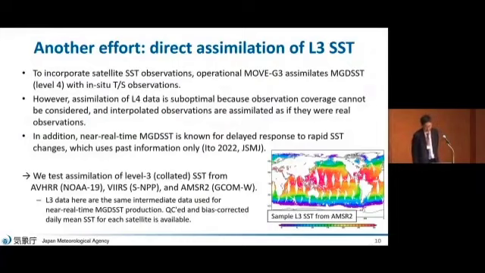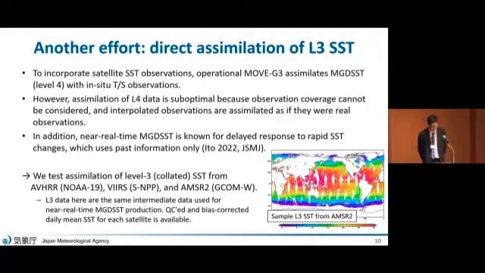Currently, the G3 system assimilates level 4 data, called MGD-SST, to incorporate satellite SST observations. However, assimilation of level 4 data is not optimal because observation coverage cannot be considered during assimilation, and interpolated observations are assimilated as if they were real observations. In addition, the level 4 data currently used is known for delayed response to rapid SST changes because it has only access to past information but not future information.